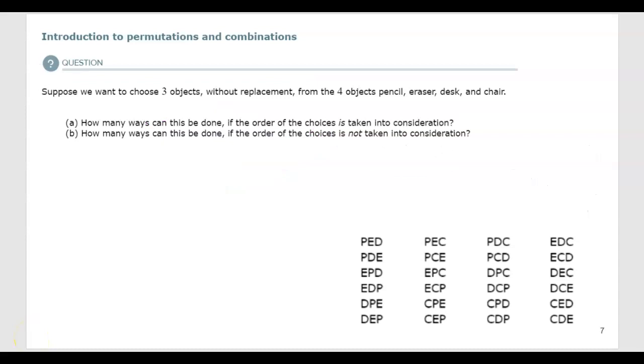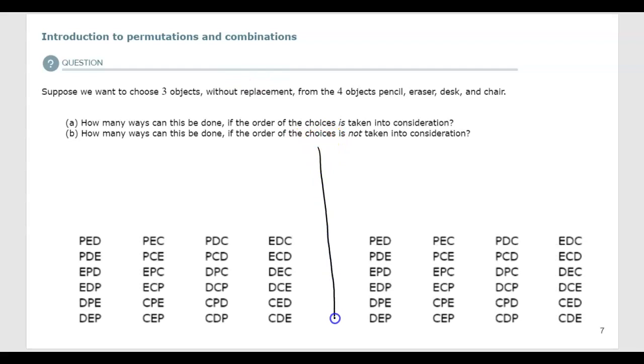Okay, so go ahead and read this problem. Should we take a second to read this problem? Okay, so it wants to know we have a pencil, eraser, desk, and chair. And it wants to know how many ways we can order those if order is taken into consideration.